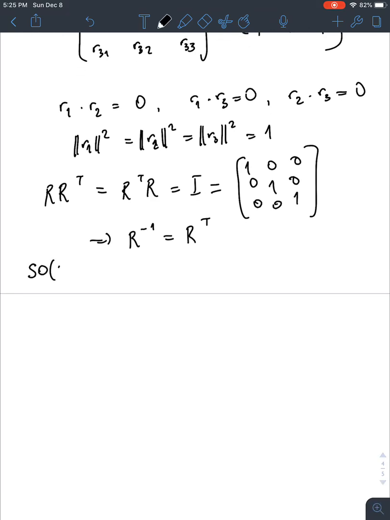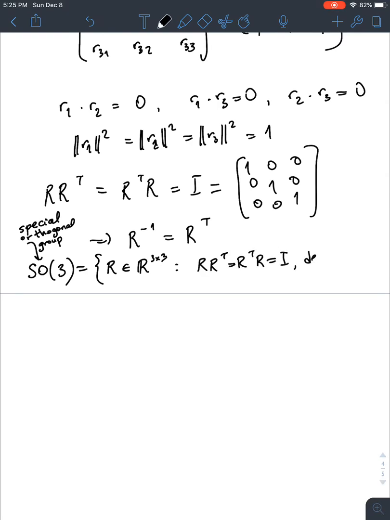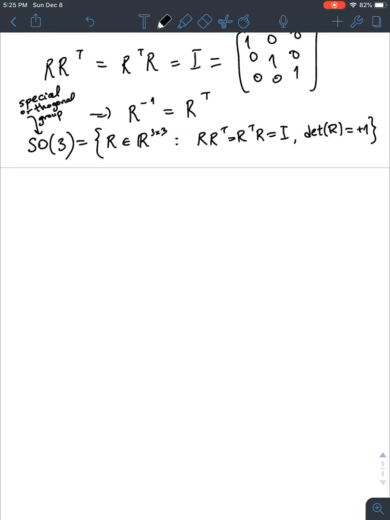And so the set of rotation matrices is called the special orthogonal group in abstract algebra. It is given by 3 by 3 matrices such that R times R transpose equals R transpose times R equals the identity matrix, and the determinant of R is +1. That's where the special part of the orthogonal group comes from. So this is a property of rotation matrices. And finally, before I end, I want to make sure that one thing doesn't go unnoticed. This is the composition of rotations.